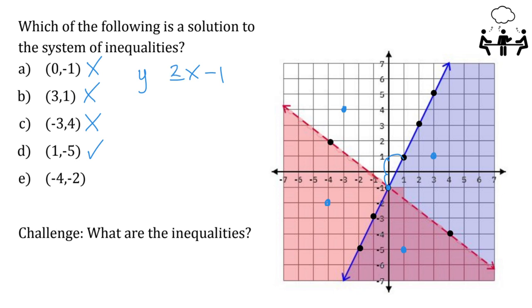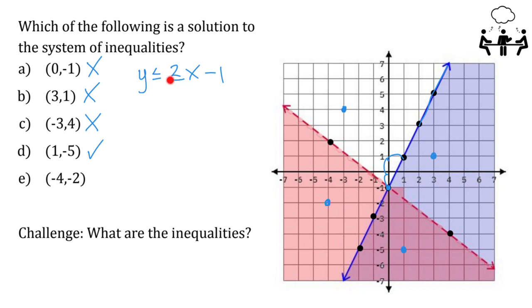I know that when we do our line that there's going to be a line underneath my inequality since it is a solid line here. And then if we look and see, did we shade below or above the line? We shaded below, so that means it's going to be a less than or equal to sign. So the equation of the inequality is y is less than or equal to 2x minus 1.